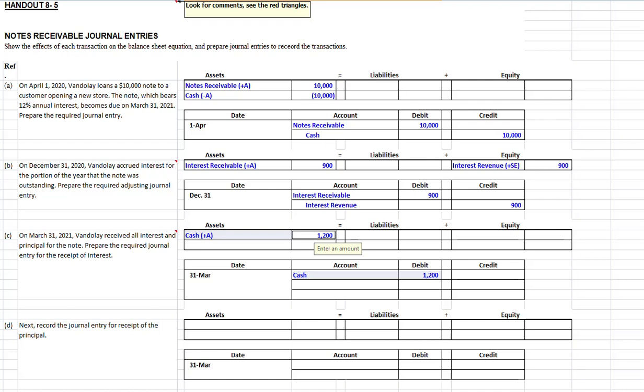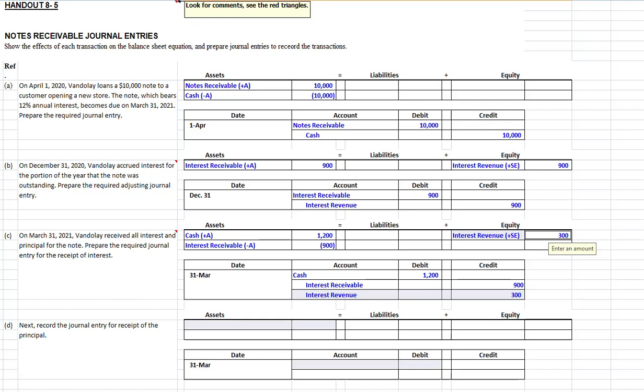And recall, we had an interest receivable, an asset on our books for $900. Once they pay us, they no longer owe us that $900. So we want to take that receivable off our books with a credit to interest receivable of $900. The remaining $300 is the interest we've earned for the 3 months of 2021, January, February, and March.